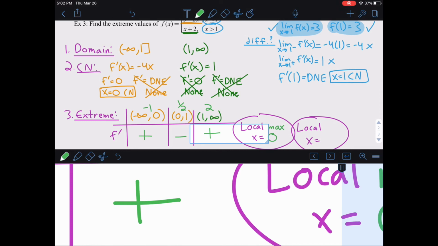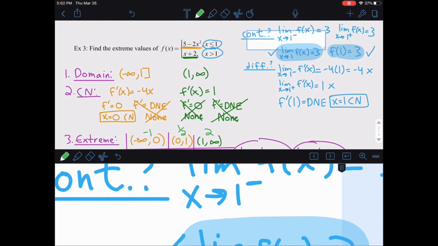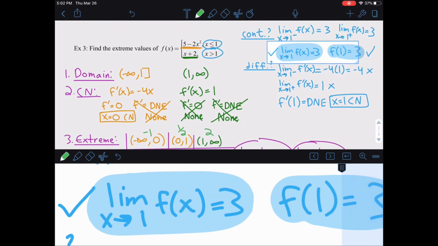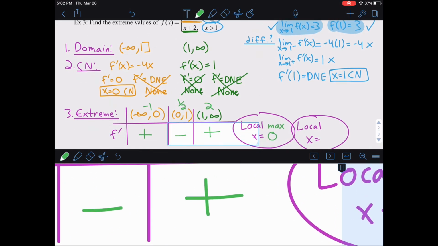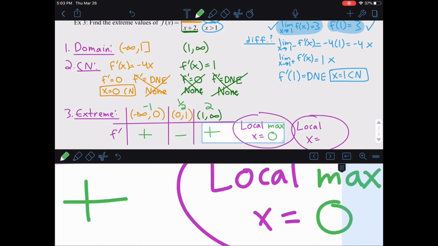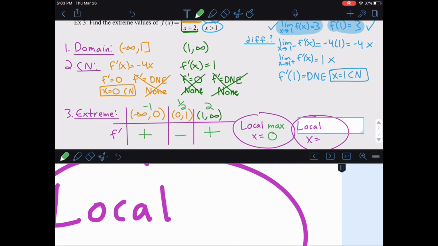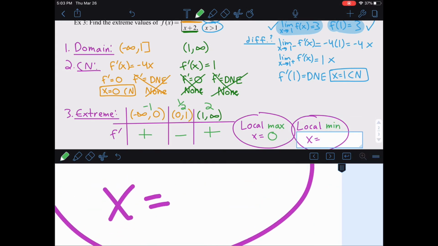And now, what do I know? Well, I know, if I scroll back up here, that we had continuity at x equals 1. So I can look at my derivatives across these two intervals from 0 to 1 and 1 to infinity, and I see a sign change of negative to positive. And so that means f goes down and then up, which means it's creating a valley. So that's going to be a local min at x equals 1.